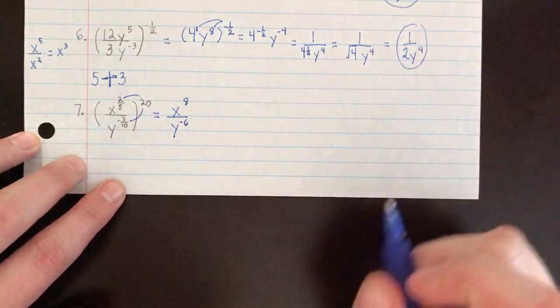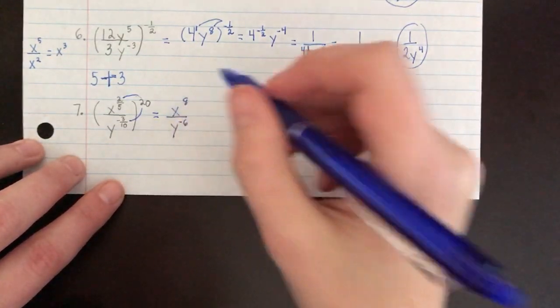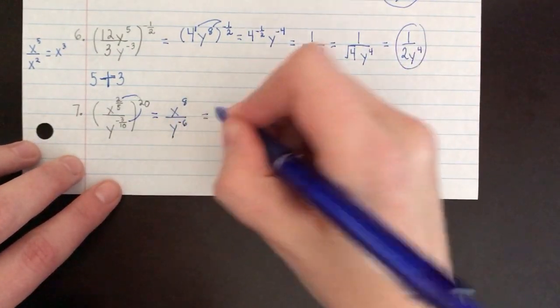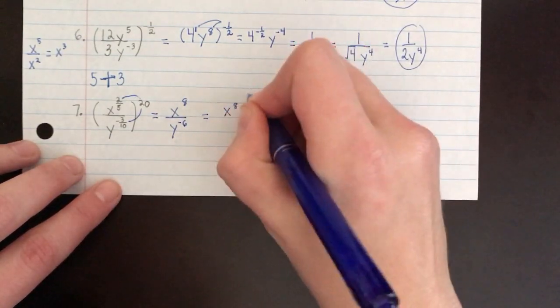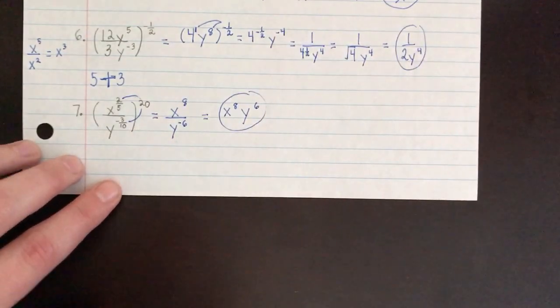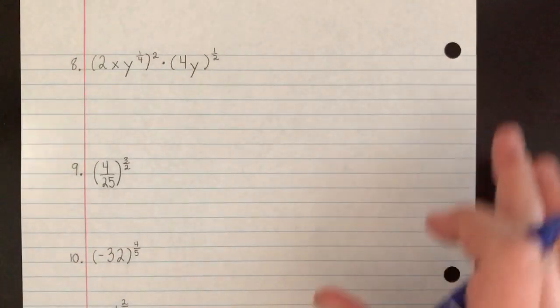Okay, so on this, the x to the 8th is fine, but you can't have a negative exponent here, so that's going to move that y to the top to be y to the 6th, and that actually ends up being a pretty nice answer. Okay, all right, just a few more.